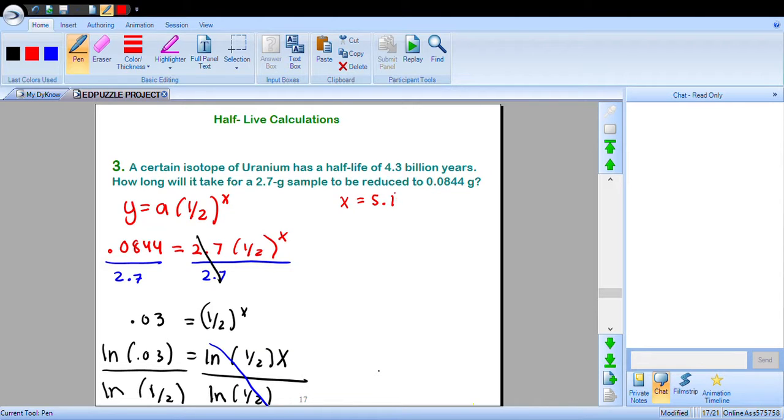We're not done yet. We got to multiply this by the half-life of 4.3 billion years, but to shorten that up, we're going to do 4.3 times 10 to the 9th, which is 4.3 billion years, times the 5.1 we just got. And when we do that, we get the final answer of 2.2 times 10 to the 10th power years. That is our final answer.